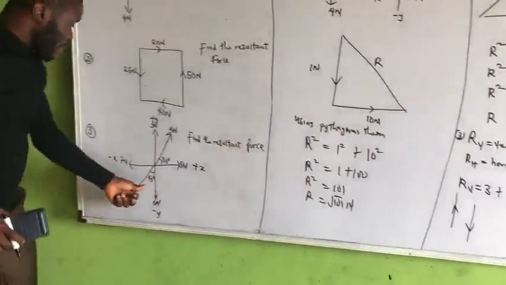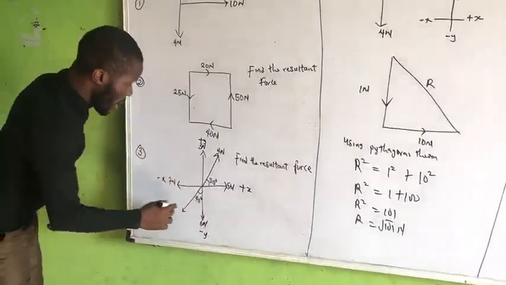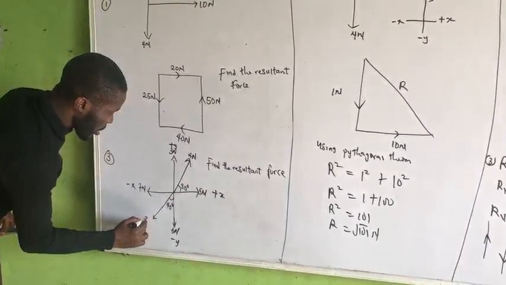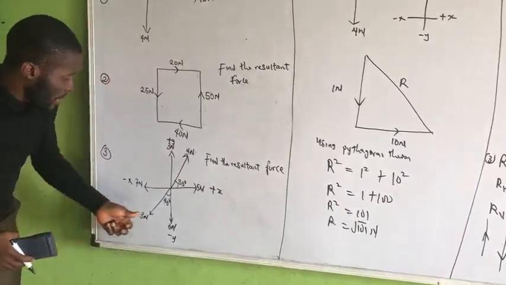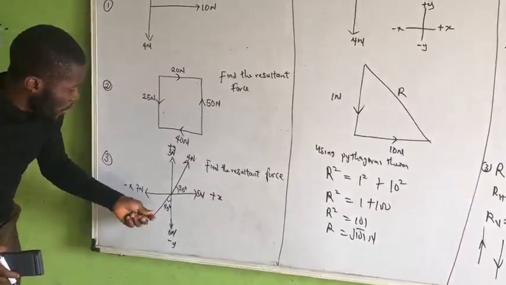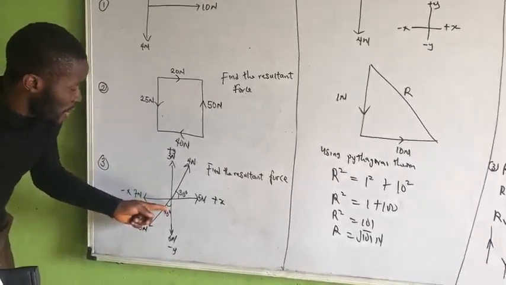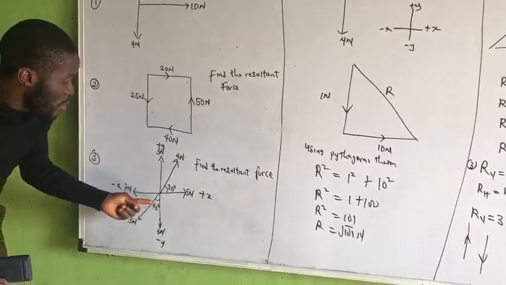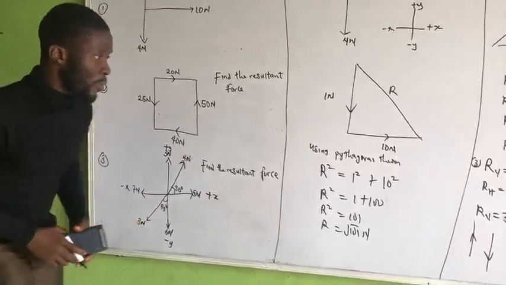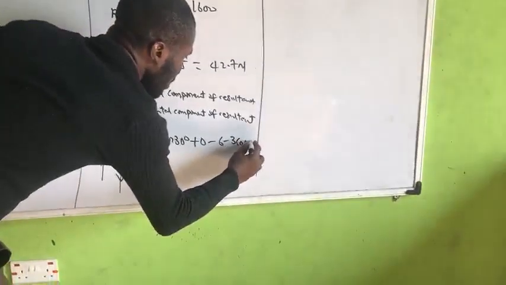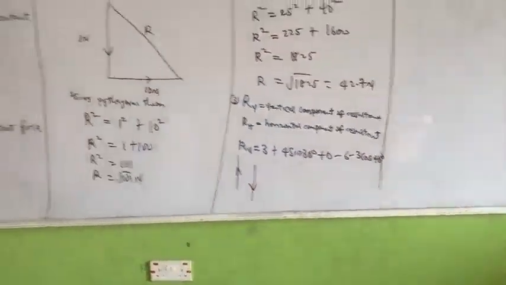Now followed by 3 Newton again. So now the angle is placed on the vertical. How do we find the vertical component of the resultant? When the angle is placed on the vertical, that will be cos. So now this will be 3 cos 40. So that's minus 3 cos 40 degrees, since we are now in the negative y-axis.